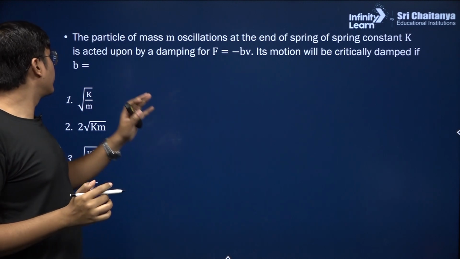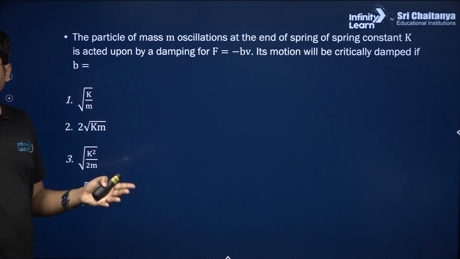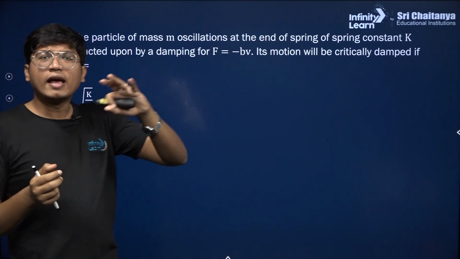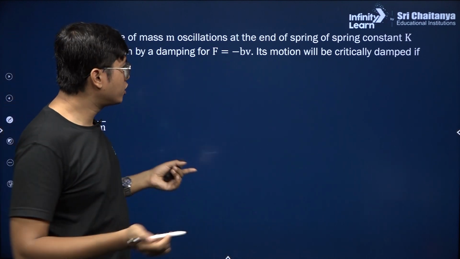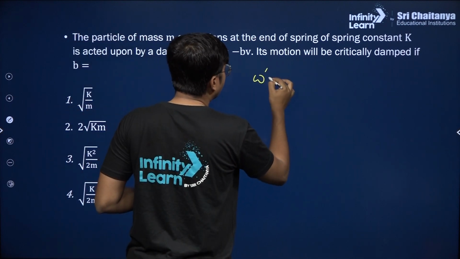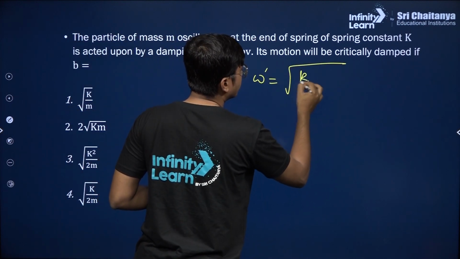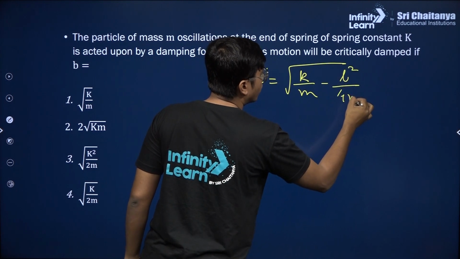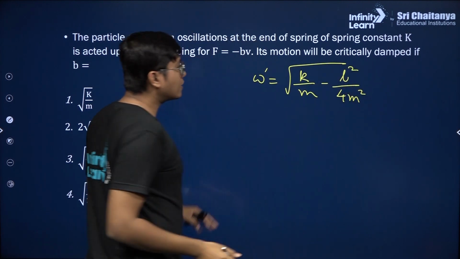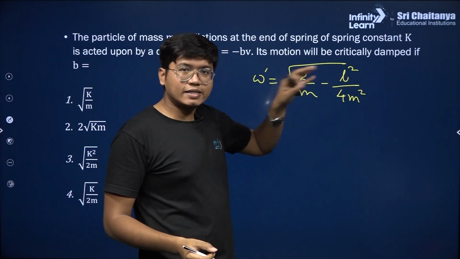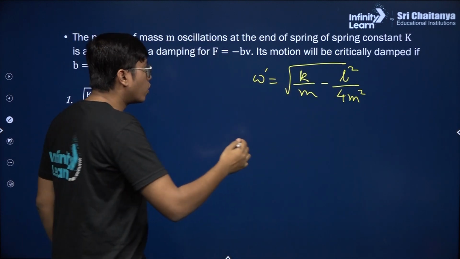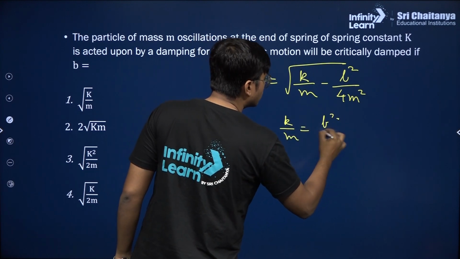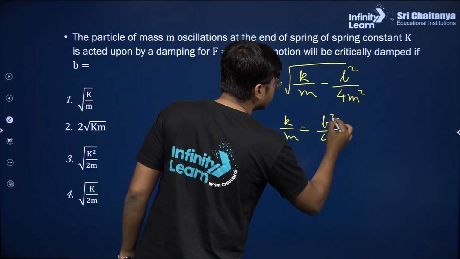Its motion would be critically damped if... now this is a standard relation we know from the relation for the angular frequency in a damped oscillation, which was given by omega dash is equal to root over of k by m minus b square by 4m square. We know from this that in the critically damped state this has to exactly go to 0, which means you want k by m to be equal to b square by 4m square.